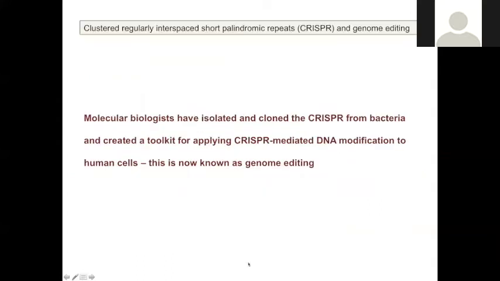So CRISPR stands for clustered regularly interspaced short palindromic repeats, and we, or rather molecular biologists, have hijacked CRISPR, which is originally at home in bacteria, to create a toolkit for introducing specific sequence modifications into human cells. And it is this sequence-specific change of our human genome that is known as genome editing.